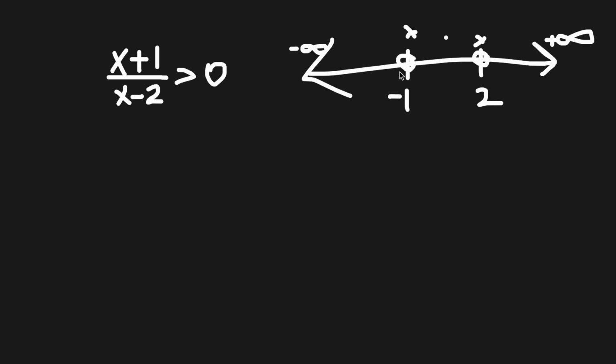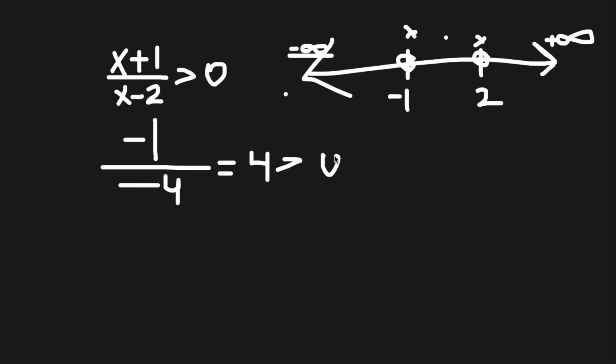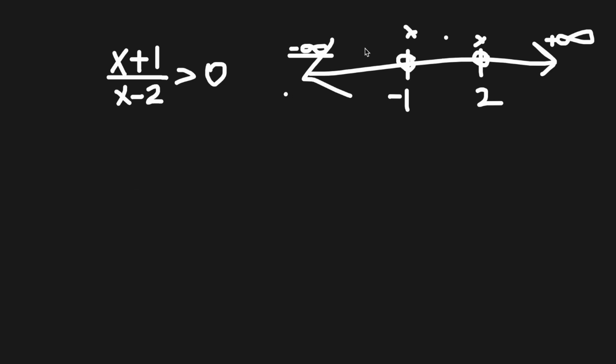Let's plug in a number that is going towards negative infinity, so towards the left of -1, like -2. So -2, if we were to use it in place of x, we would get -1 on top over -4. That would give us a positive value, which is confirmed greater than 0. So we know this side gives us a positive number.